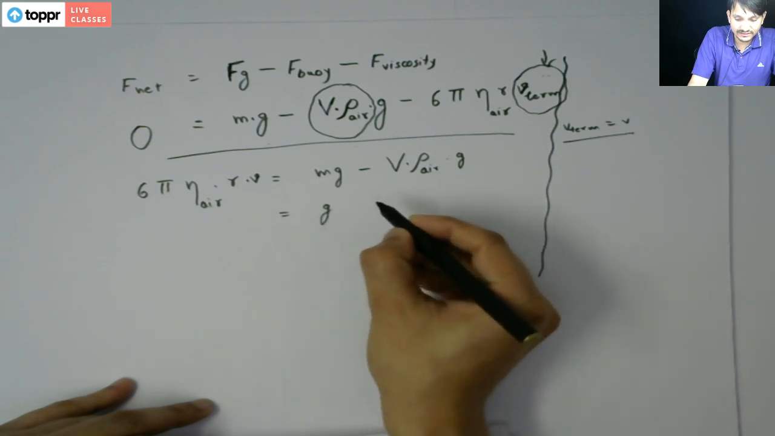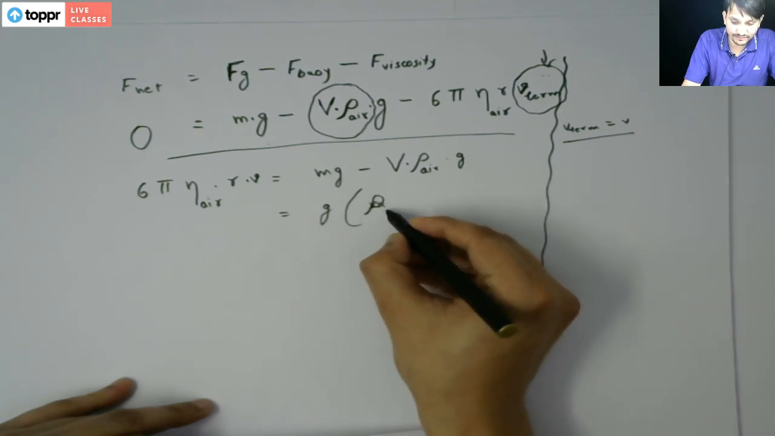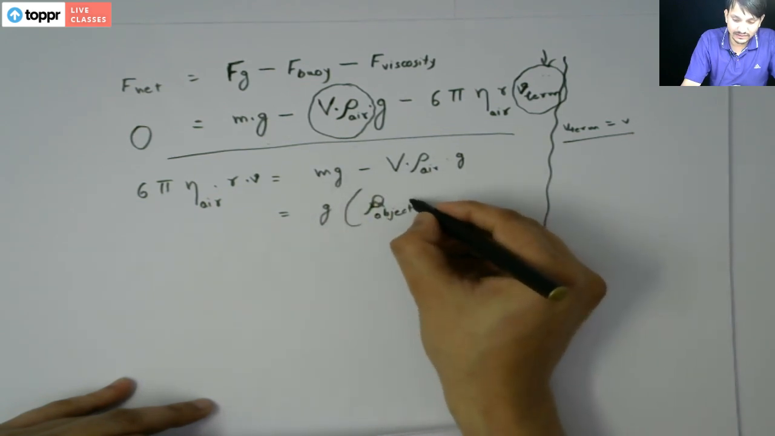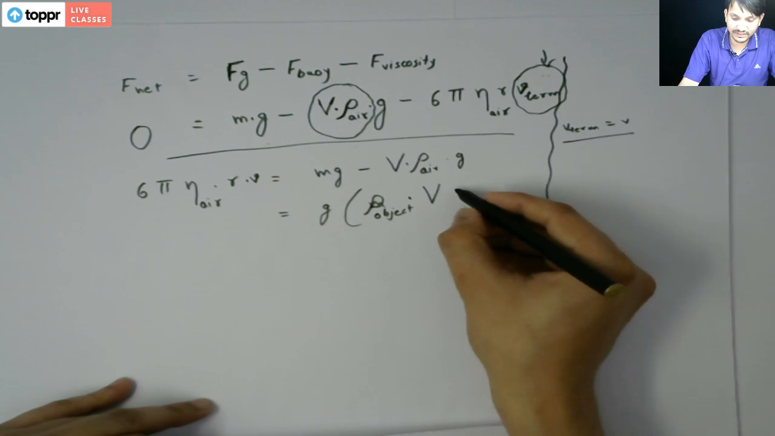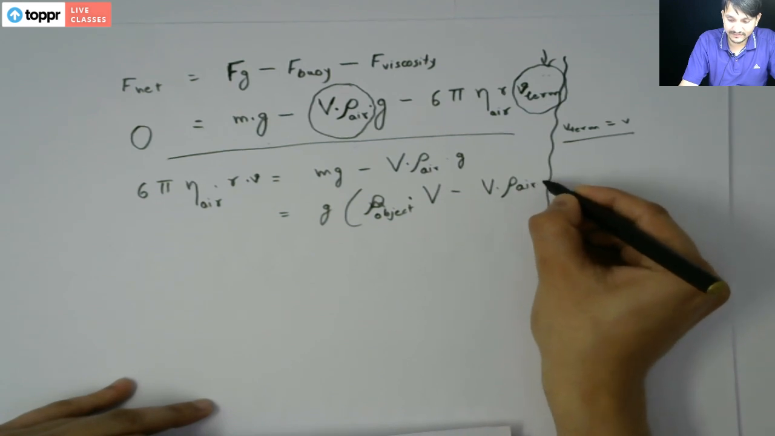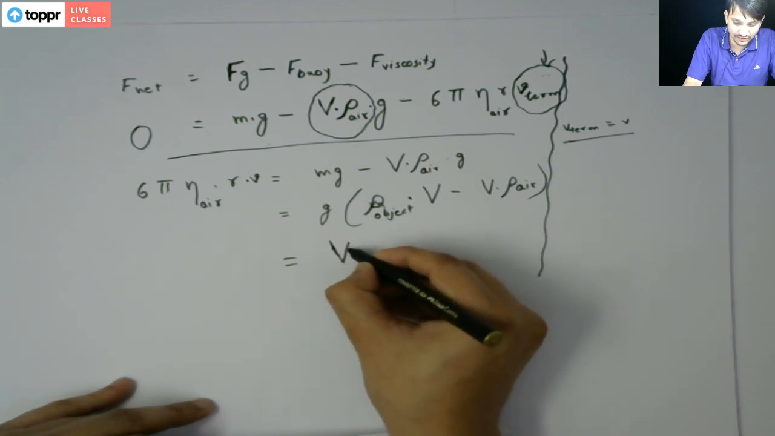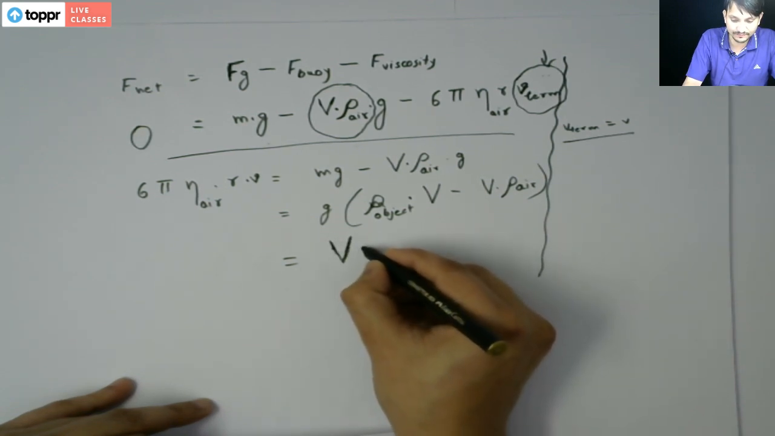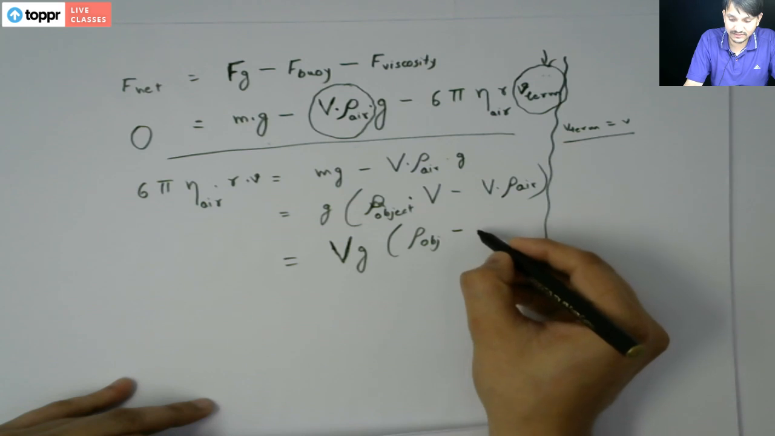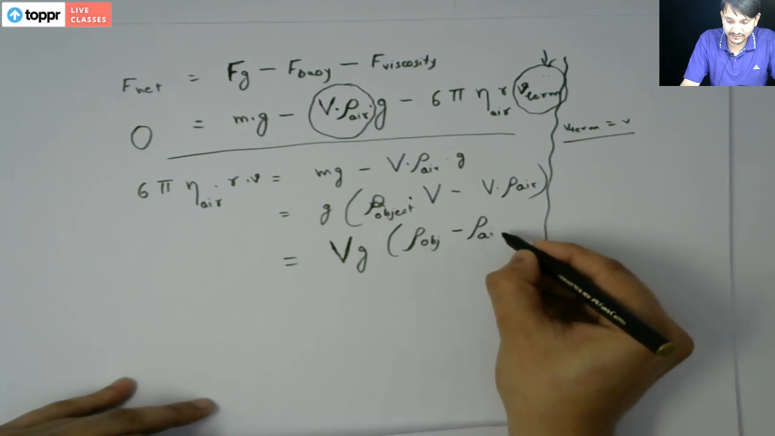Let us isolate g here, m. So we can write m as density of that object into volume of that object, minus volume of that object into density of air. Again, taking out V. This V is not velocity, this is capital V for volume, times g into V object minus, sorry, this is rho object, density of the object minus density of air.